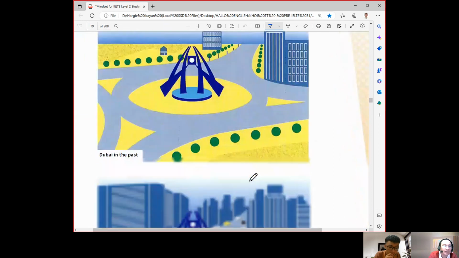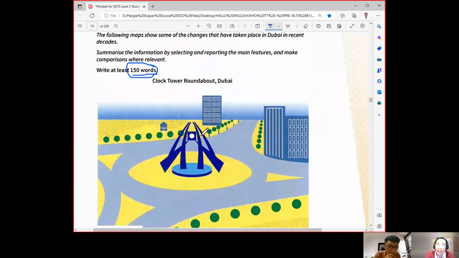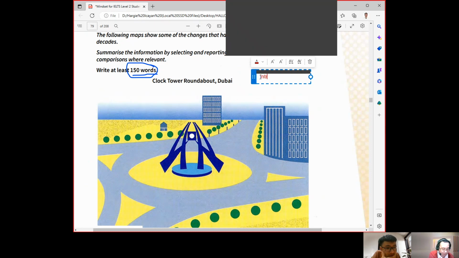So let's say, for example, you are about to write a summary of the clock tower roundabout in Dubai. What are the things that you should understand? We already learned that we need to write an essay that describes the features of these particular things, starting from the introduction. Under the introduction, what are the things that you should understand?